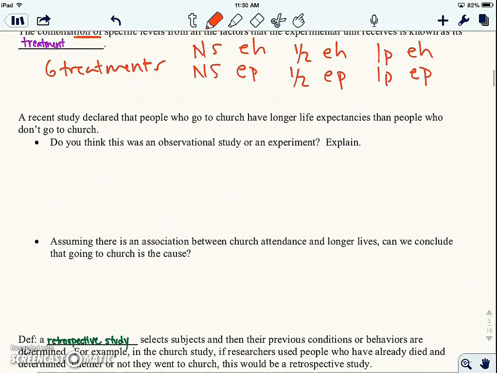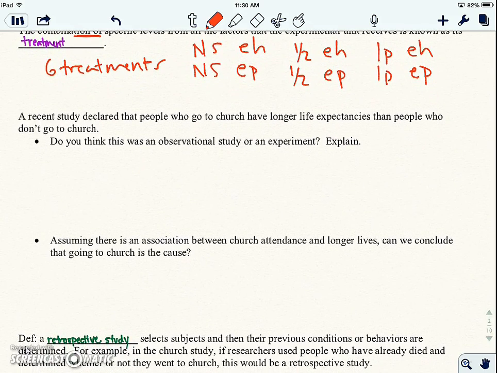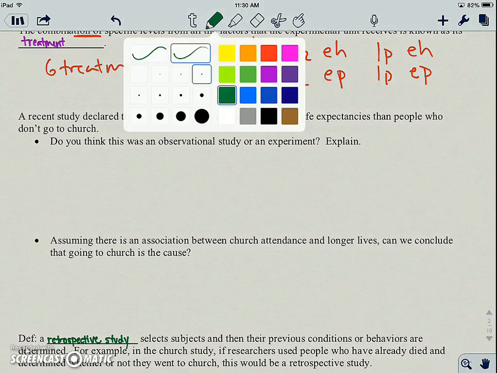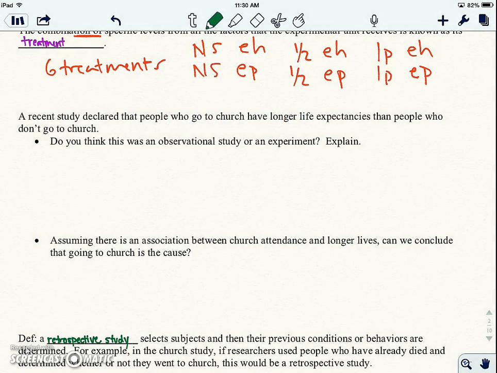Okay. A recent study declared that people who go to church have longer life expectancies than people who don't go to church. Do you think this is an observational study or an experiment? Well, I'll tell you right off that this is an observational study because they didn't say, you know what, you 500 people, you find religion, you go to church every Sunday, and you 500 people, you have to be atheists. And then watch them throughout their life and see who lives longest, okay? This was observational.